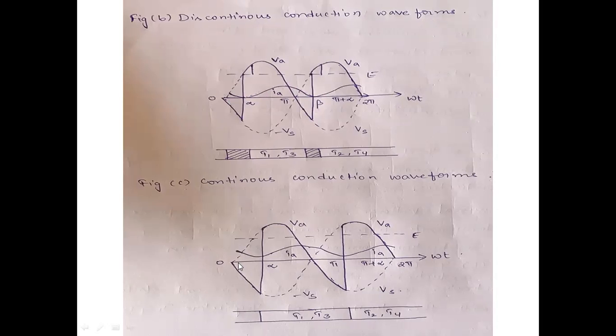If you observe figure C here, Ia is not equal to 0 anywhere. The value of Ia decreases to some extent at some time like a sine wave, but it is not equal to 0. Current is always present, so this condition is called continuous conduction waveforms.